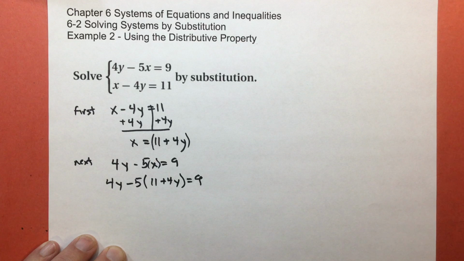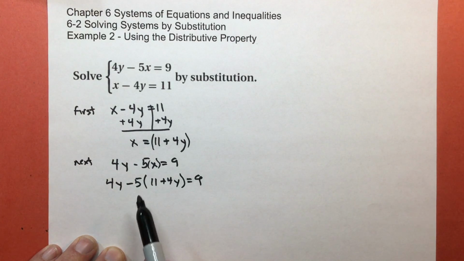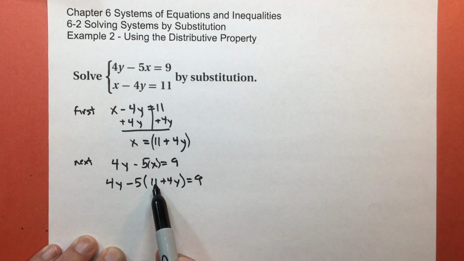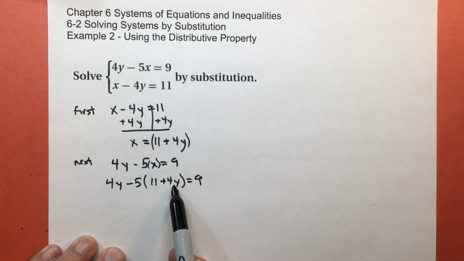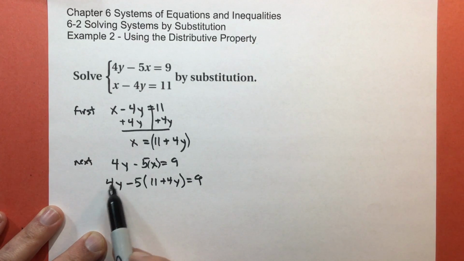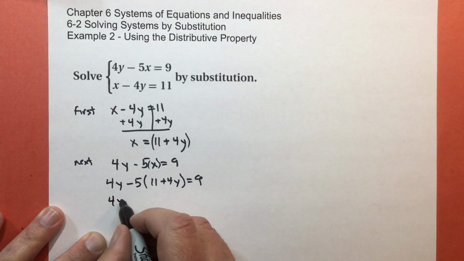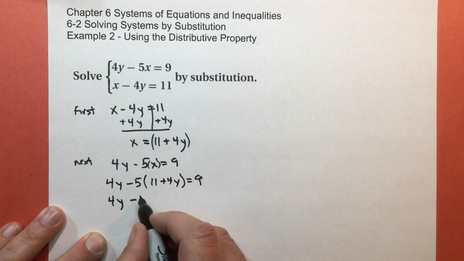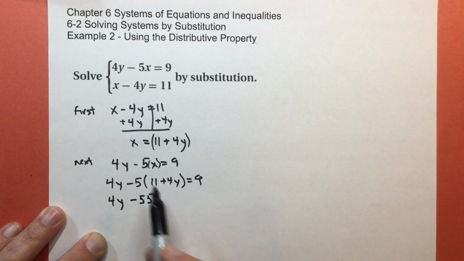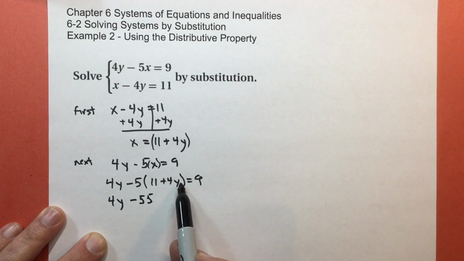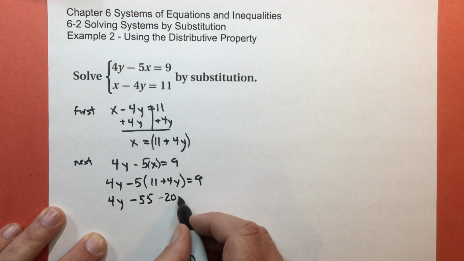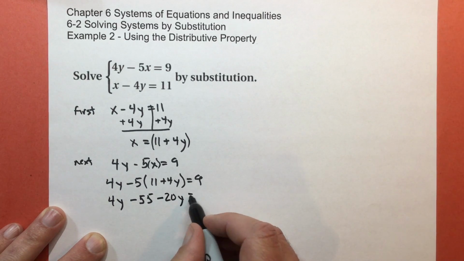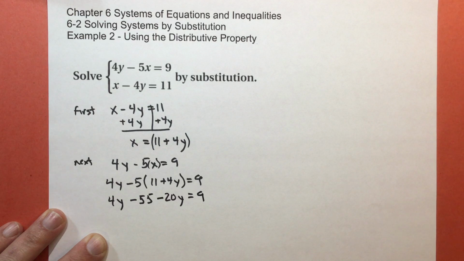Distribution, and you saw me do this in some of the problems in Chapter 5. I'm going to multiply -5 times 11. I'm going to multiply -5 times positive 4y. This 4y gets left alone for a moment. -5 times 11 is -55. -5 times 4y is -5 times 4, -20y. And the 9, that also got left alone.